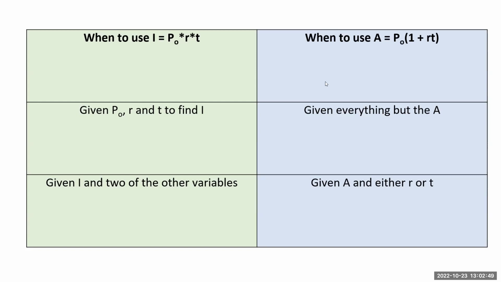All right, when to use the other formula, A equals P sub 0 times 1 plus RT. If you're given everything but the A value, if you're looking for the amount in the account, or if you're given the A value and one of the other two variables, either the interest rate or the time, then I would recommend using what you see there in the blue, okay? All right, so that wraps up part one, our discussion on simple interest.